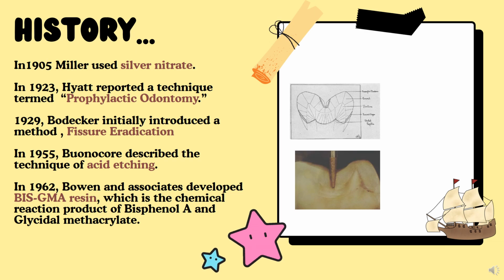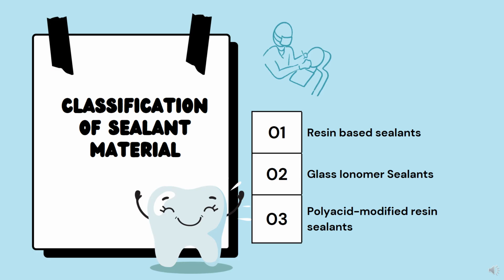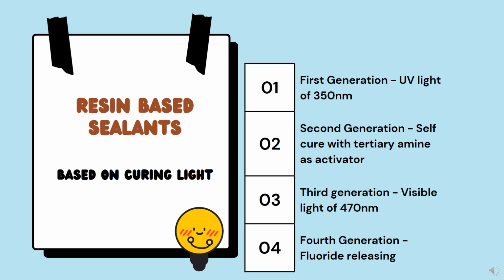Here you have to particularly remember the prophylactic odontomy, which was given by Hyatt in 1923 and Bodecker 1929, which gave fissure eradication. Okay. So next, moving on to classification of sealant material. We classify the sealant material based on resin based sealant, glass ionomer sealant, polyacid modified resin sealant. And based on the resin based sealant, we classify into 4 types based on the curing light.